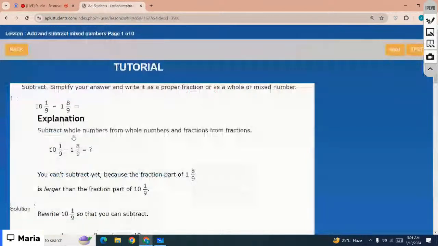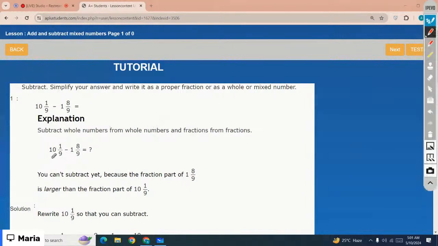Okay, the first one is you have to subtract 10 whole 1 by 9 minus 1 whole 8 over 9, right? Just look at the fractional part of the first fraction, 1 by 9. The second one is 8 over 9. You cannot subtract a smaller number out of the greater one, isn't it? You cannot subtract 8 out of 1, right? So then you have to rewrite 10 whole 1 over 9 so that we can subtract.